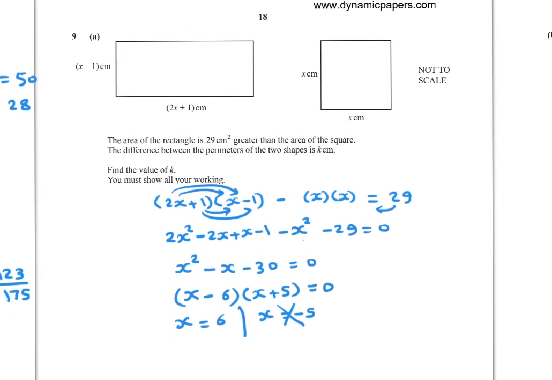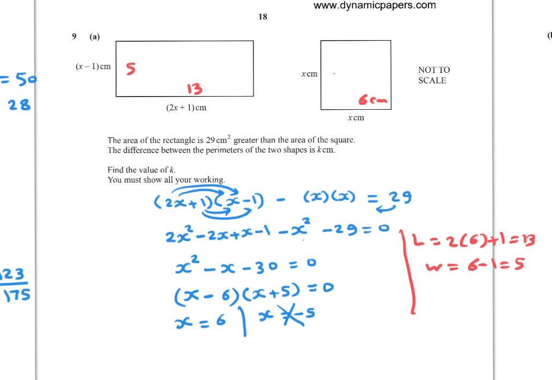Now x equals 6, we can find the side of the square, so 6 centimeter, and we can find the length and the width for the rectangle. 2x plus 1, so 2 multiplied by 6, 12, 12 plus 1, 13, so this side 13, the length for the rectangle. The width, x minus 1, so 6 minus 1 is 5 centimeter.